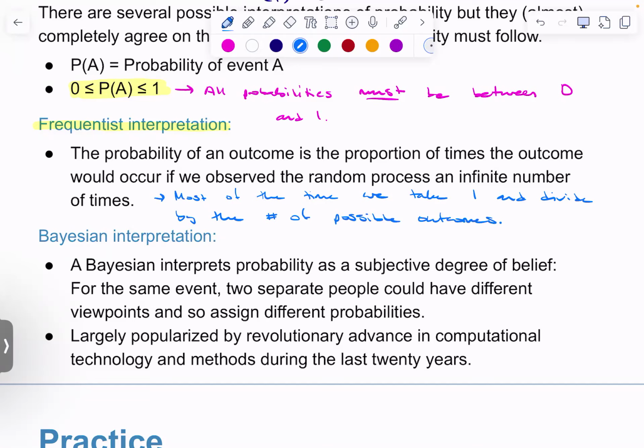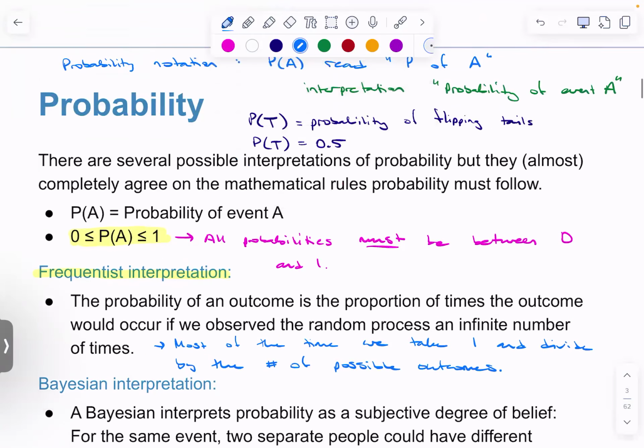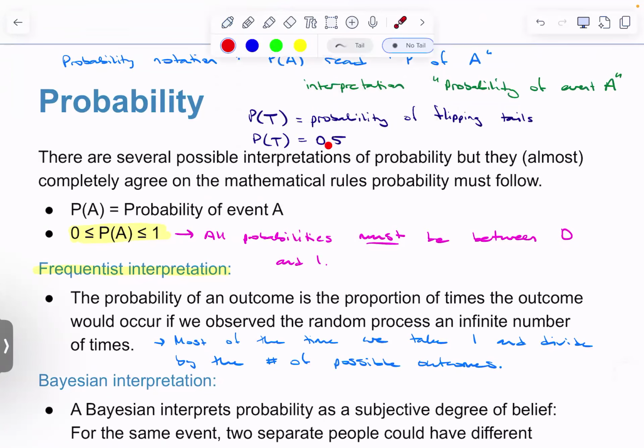Technically, when we say the probability of flipping tails is 0.5, what we're saying is that if I observed a coin flip an infinite number of times, I would expect half of them to be tails and half of them to be heads. But that also goes back to there being two possible outcomes, and I assume that they have an even probability. That's an assumption that we're making.